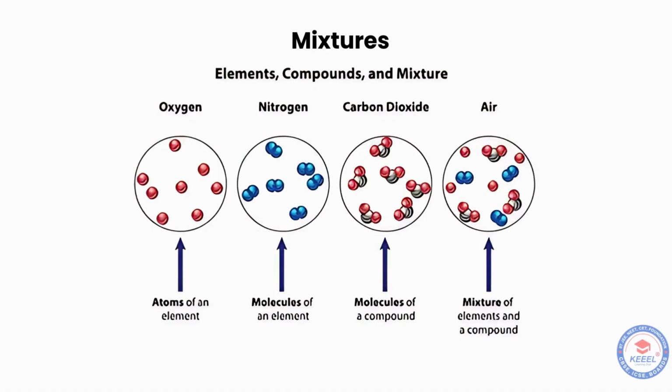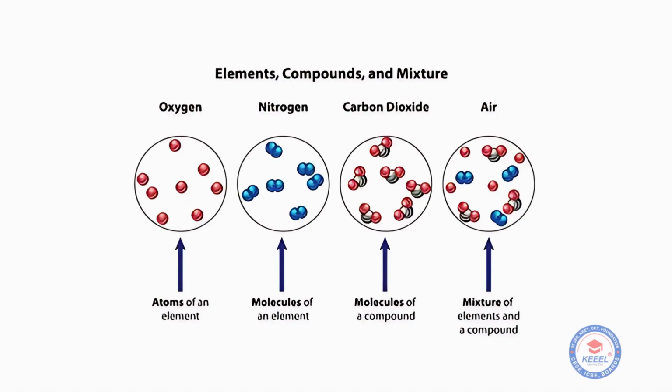Mixtures. A mixture is made when two or more substances combine physically, not chemically. Features of mixtures: substances keep their own properties, no fixed ratio, can be separated by simple methods like filtering or evaporation. Examples of mixtures: air, a mix of gases; salt water, salt and water mixed; soil, many substances together; lemon juice, water, sugar, lemon.